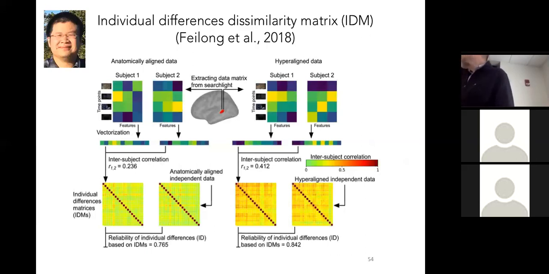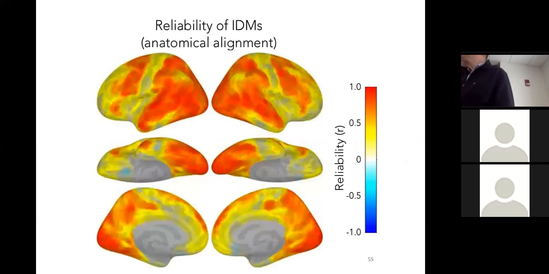So then the question is, well, is this reliable? We just removed a lot of what makes subjects' brains different from each other. And there's nothing about the procedure that removes noise. So we, of course, expected that the correlations would be lower between the different individuals. But actually, they're higher. So this just illustrates it. This is a map of the reliability of individual differences matrices across the brain in anatomically aligned data.